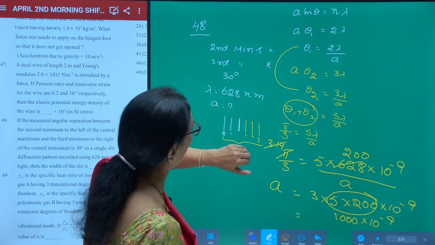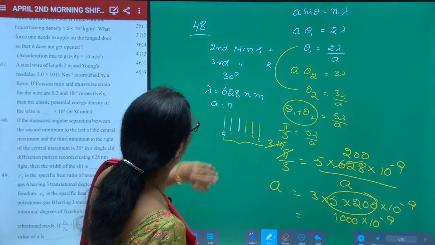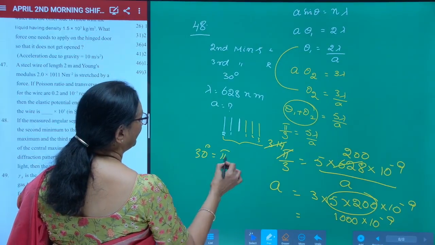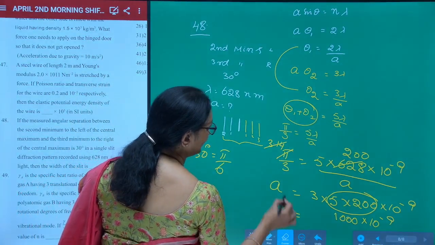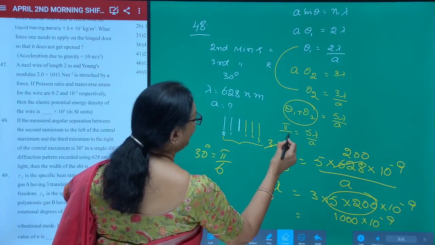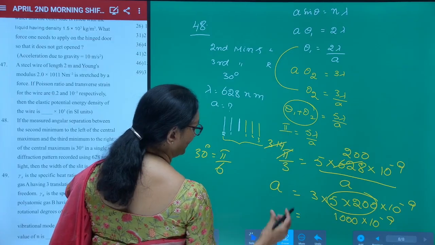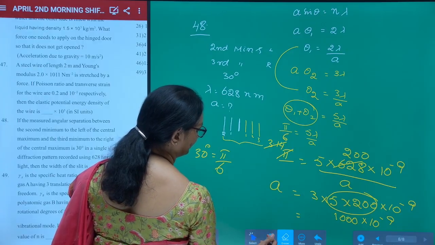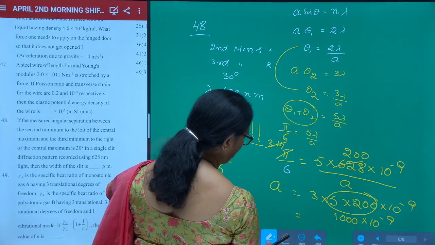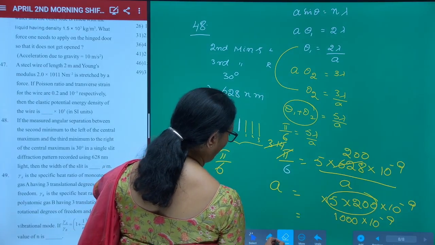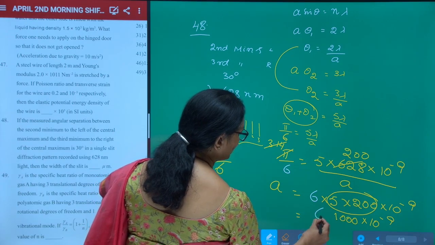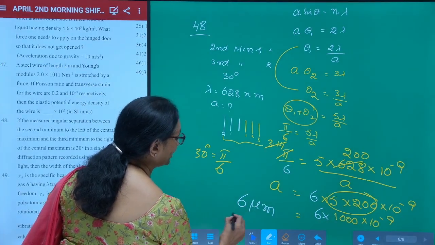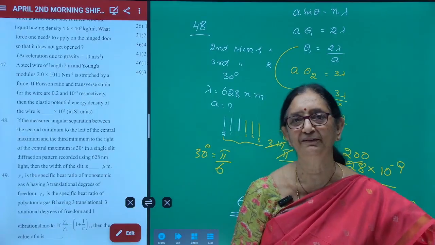Just let me check it back. So pi by 30 degrees. This is not pi by 3. 30 degrees is equal to pi by 6. So this is also pi by 6. Okay. So this becomes 6. So this is 6 into 10 to the power of minus 6, or 6 micrometers. That is the width of the slit.